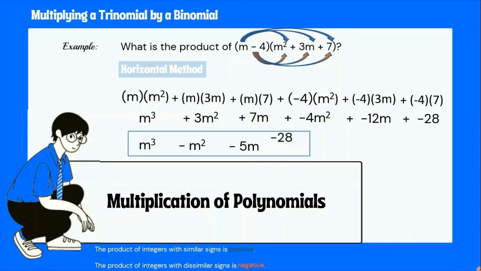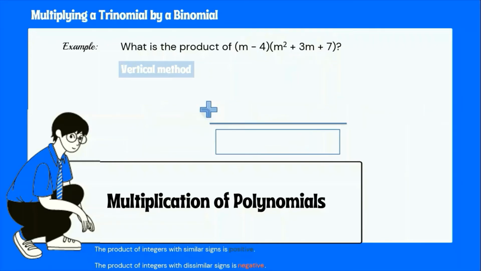Next, kopyahin lang natin, drop down natin yung negative 28 dahil aside from negative 28, wala naman ng ibang constants dito. Kaya ang ating sagot dito ay m cubed minus m squared minus 5m minus 28. So aside from horizontal method, pwede rin natin itong i-multiply ng vertical method. Kopyahin lamang natin yung trinomial at saka yung binomial dito sa baba.